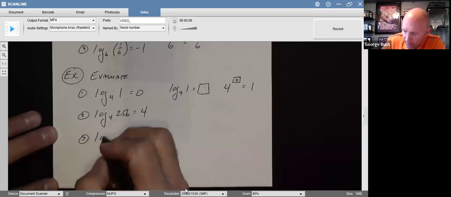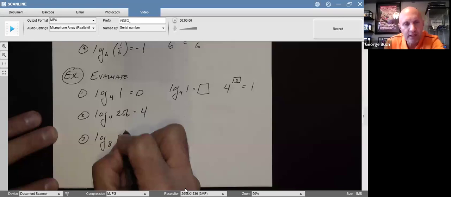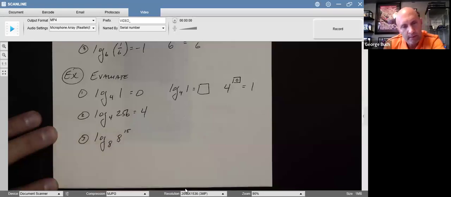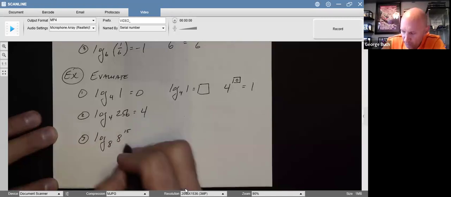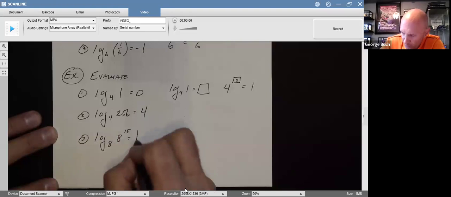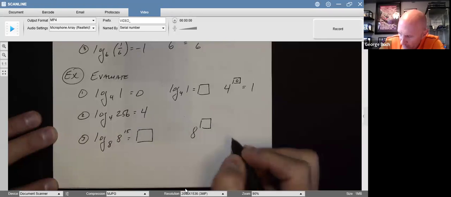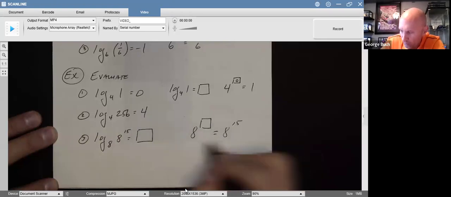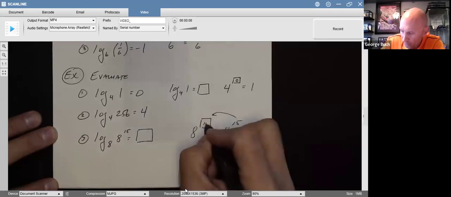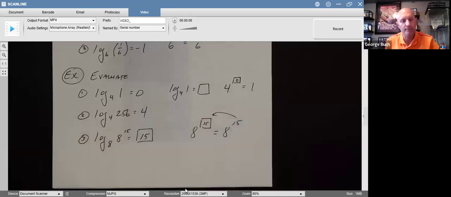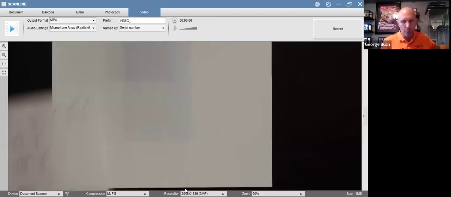And how about log base 8 of 8 to the 15th power? All right, so this one, again, you could use your log properties, and if you do, you know the answer right away. If not, let's say we're trying to figure out what goes in this box. Well, it means 8 to what power is equal to 8 to the 15th. The only way these two sides are equal is if there's a 15 in the box. So this answer is 15. All right, moving on.